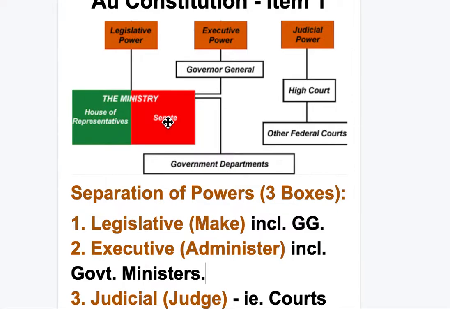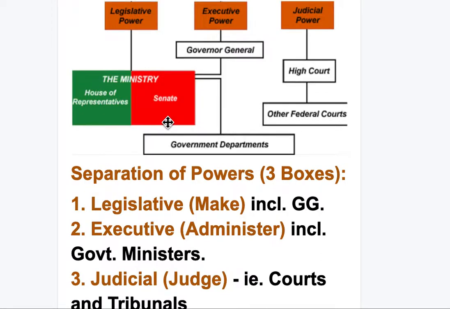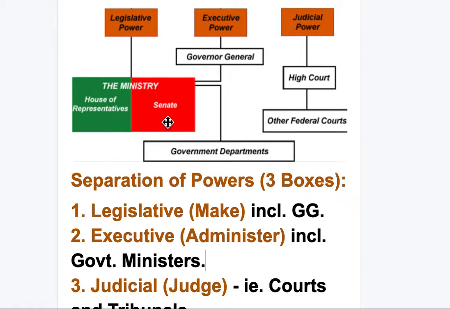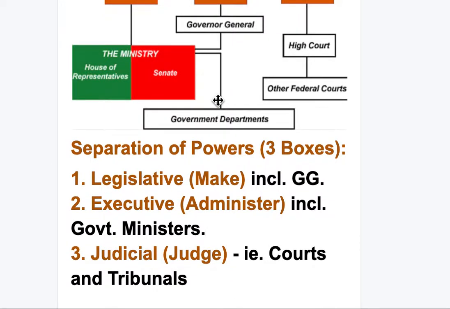Okay, but for the moment, the important thing to understand is that we have a separation of powers in Australia. It's not a perfect separation, and later on we'll talk more about why it's not perfect, but I'll give you a hint that the government ministers are both in the legislative branch and also in the executive branch. Okay? So it's not perfect, but look, it's pretty good. It's a separation that doesn't exist in some other countries, okay?